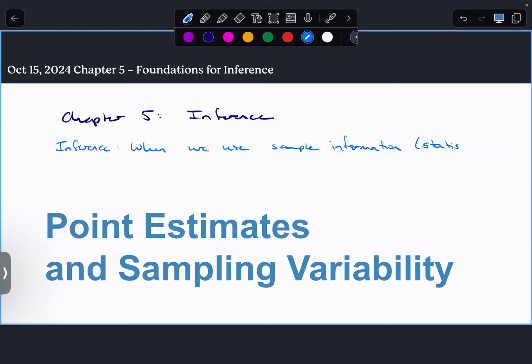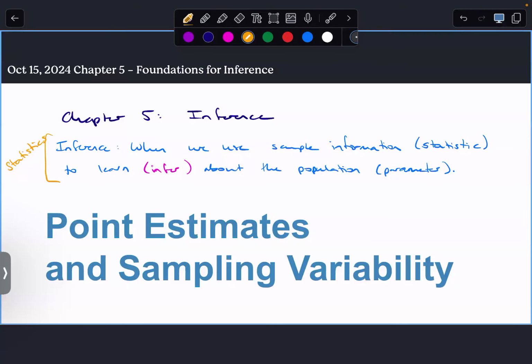Information collected and measured from a sample is called a statistic, right? So when we use sample information, or a statistic, to infer something about the population, the parameter, this is inference, right? We're taking sample information and we're inferring something about the population. But this is also kind of broad strokes statistics in general.